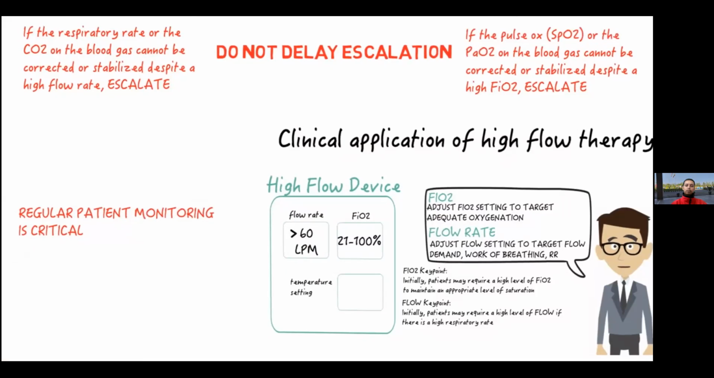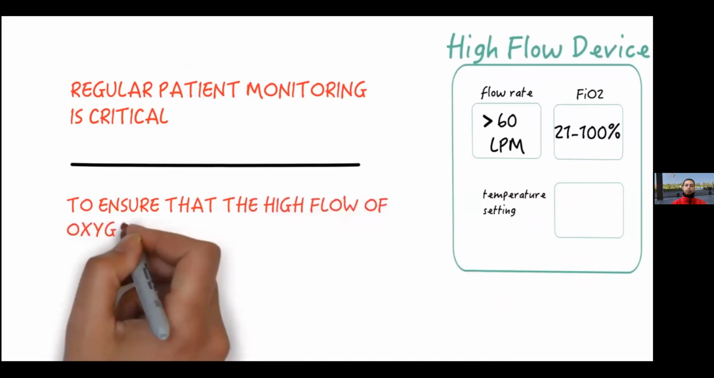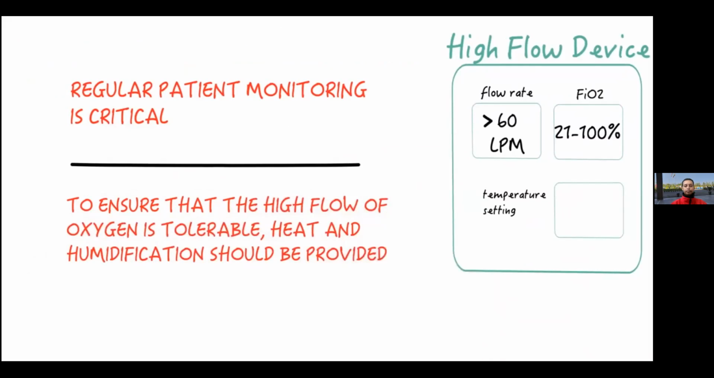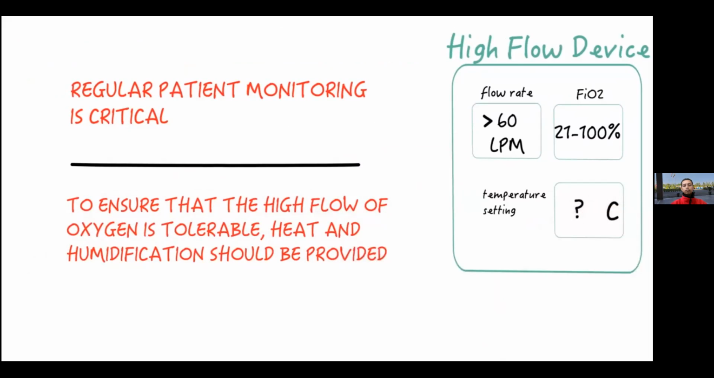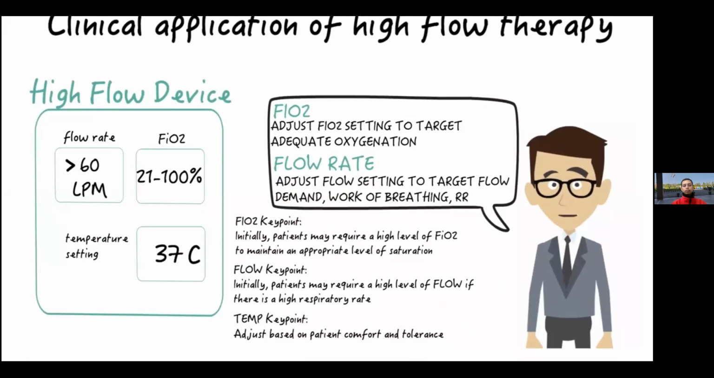There is one more control in high flow therapy, and that's the temperature setting. To ensure that the high flow of oxygen is tolerable, heat and humidification should be provided. The exact appropriate temperature setting is debatable, and there currently exists no temperature standard. Some suggest to start at 37 degrees Celsius, others suggest start lower, but the key point in temperature setting is to adjust the temperature based on patient comfort and tolerance.